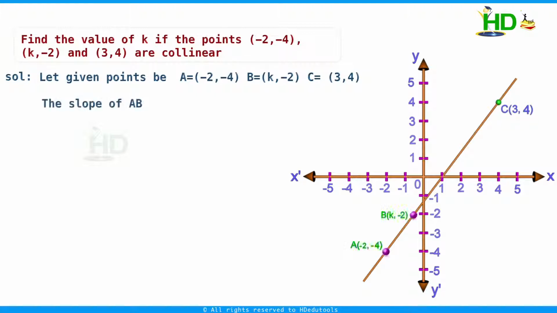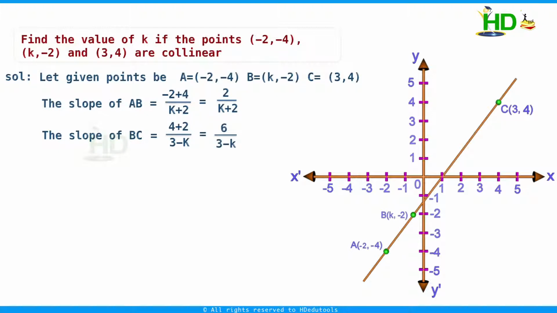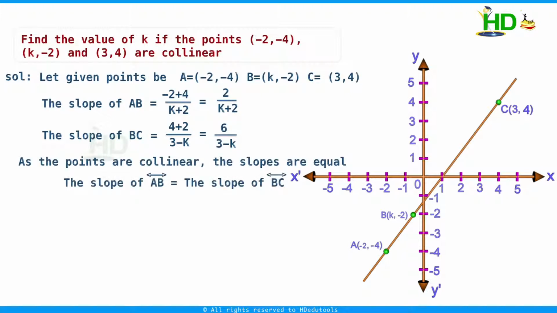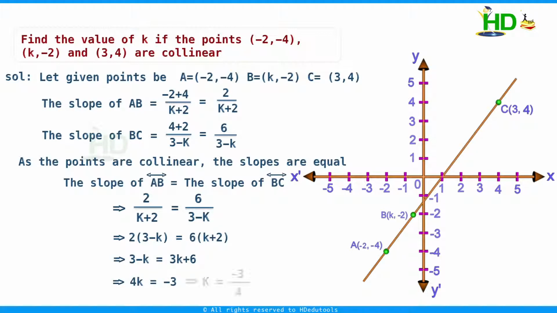Now the slope of AB is (-2 plus 4) by (k plus 2). This is 2 by k plus 2, using the formula y2 minus y1 by x2 minus x1. Similarly, the slope of BC is (4 plus 2) by (3 minus k), which is equal to 6 by 3 minus k. Since they are collinear, the slopes are equal. 2 by k plus 2 is equal to 6 by 3 minus k, or 2 into (3 minus k) equals 6 into (k plus 2). On simplification, we get the value of k is minus 3 by 4.